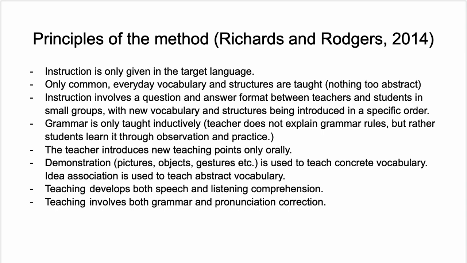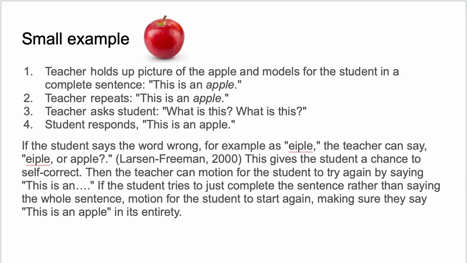Well, maybe not in action, but we're at least going to look at an example of how you might teach a noun using this method. So here we have a picture of an apple. If you want to teach a student this word using the direct method, a way that you could do this is following this procedure. So the teacher will hold up a picture of the apple and model it for the student using a complete sentence, saying, "This is an apple," and then repeat, "This is an apple."